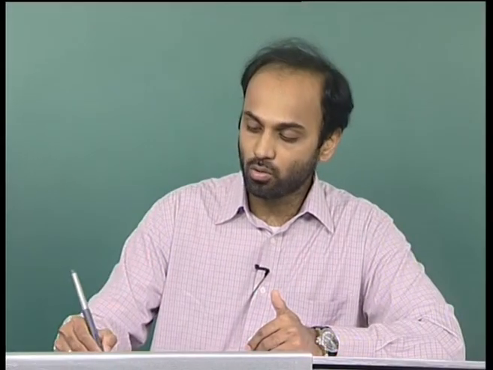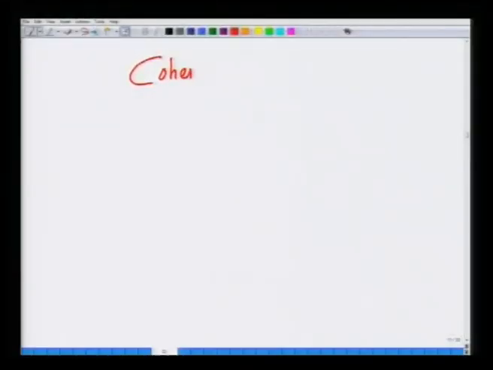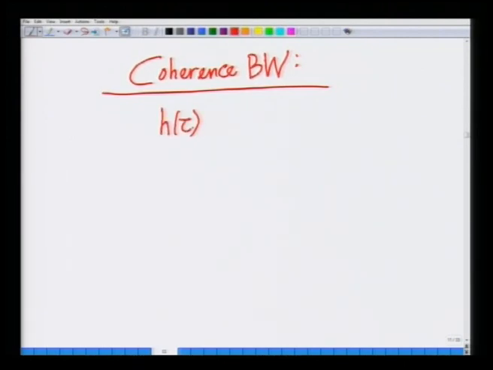Let us look at its implications in the frequency domain. So, let us look at delay spread in the frequency domain, and that will lead us to an important idea known as the coherence bandwidth. Let us consider a channel delay profile h of tau, which is given. This is a channel delay profile.